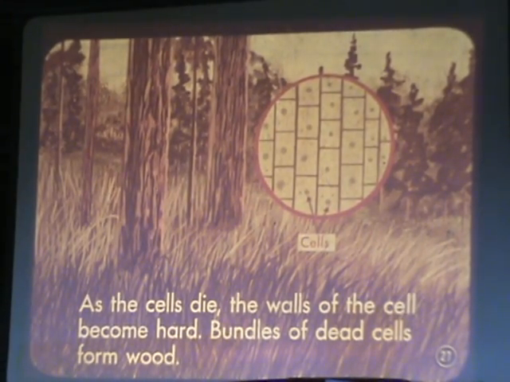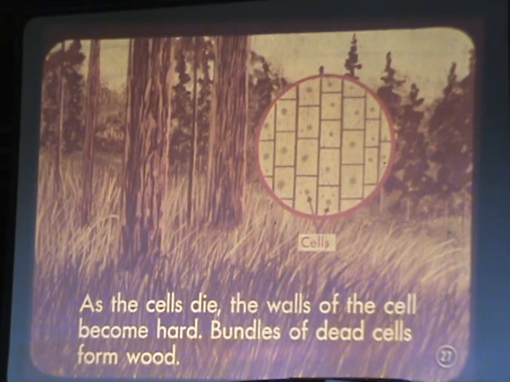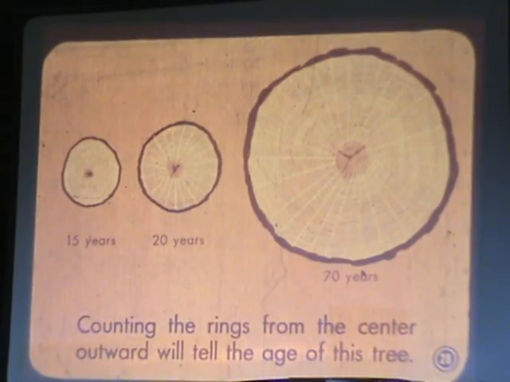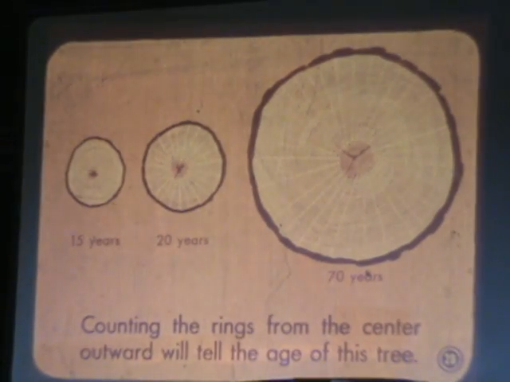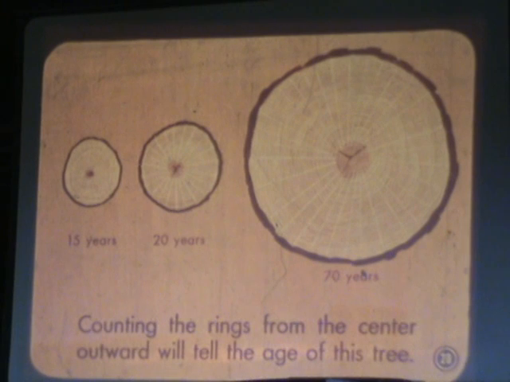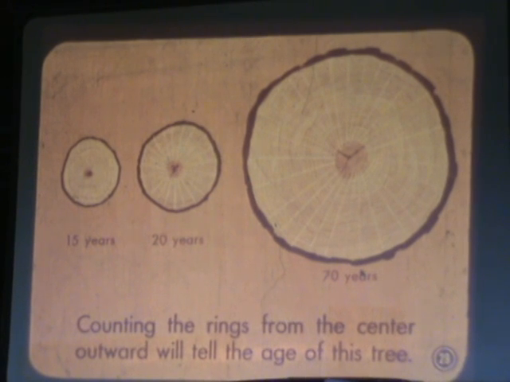As the cells die, the walls of the cell become hard. Bundles of dead cells form wood. Counting the rings from the center outward will tell the age of the tree, this tree. On the left it's only 15 years, next it's 20, and then on the right, 70.